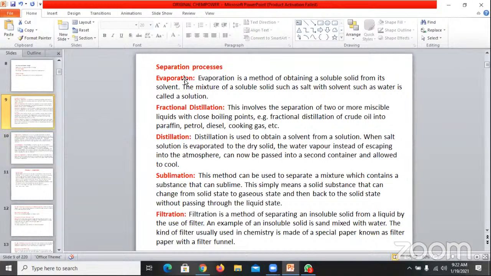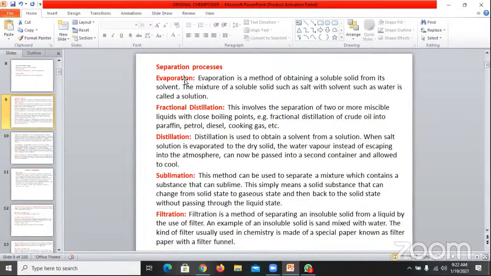A very good example of a mixture that can be separated using fractional distillation is crude oil that contains paraffin, petrol, diesel, cooking gas. When you go to our big refineries like the NNPC, what they use there in separating the crude oil so that we can have our PMS, the cooking diesel and the rest, is what we call fractional distillation. That is what is being used there because they're trying to separate two or more miscible liquids having close boiling points.